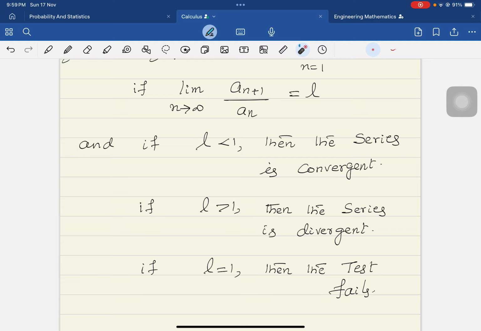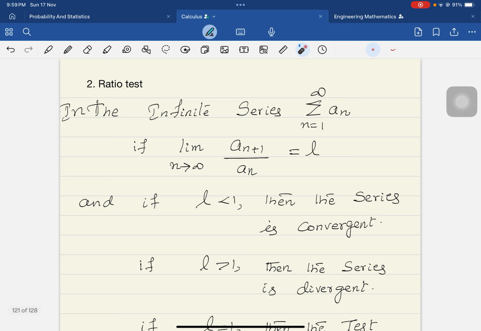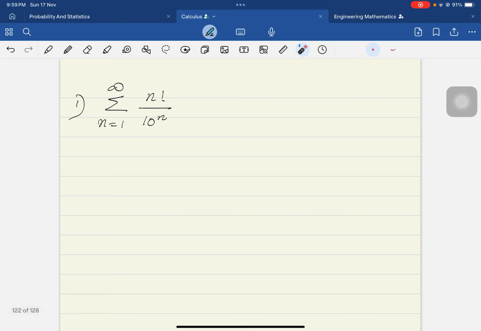In the previous lecture, I explained the root test. In the root test, we have to check the limit of a_n to the power 1 by n. In the ratio test, we are going to check like this. Now let us solve a problem on this.